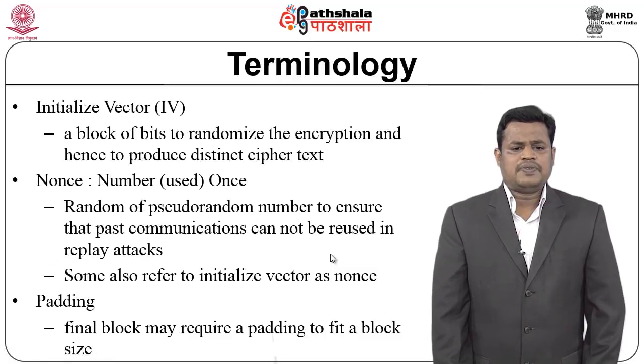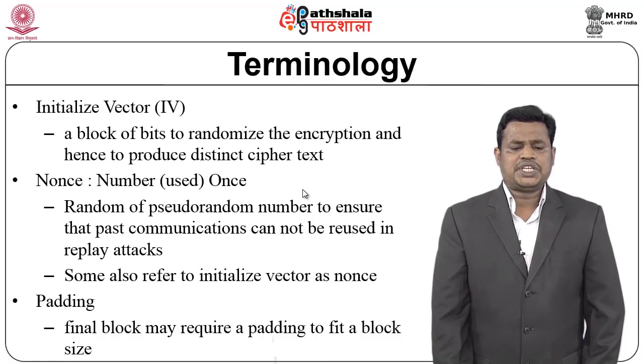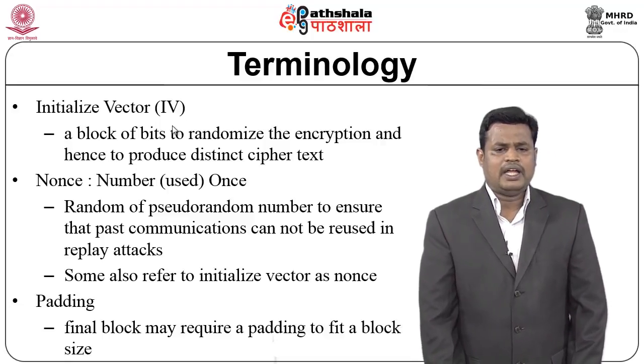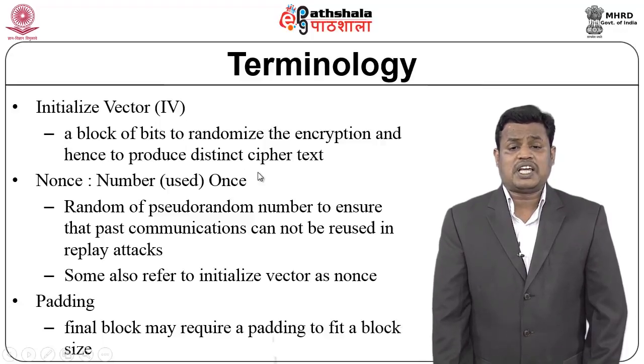Some of the terminology used with these operations is given here, namely the initialization vector, or initial vector, which we usually use for randomness in the encryption process. Apart from the input and the key, there is some initial value to randomize the encryption. That process is initiated with this value, the initial vector, a block of bits that randomizes the encryption process and hence produces distinct ciphertext.